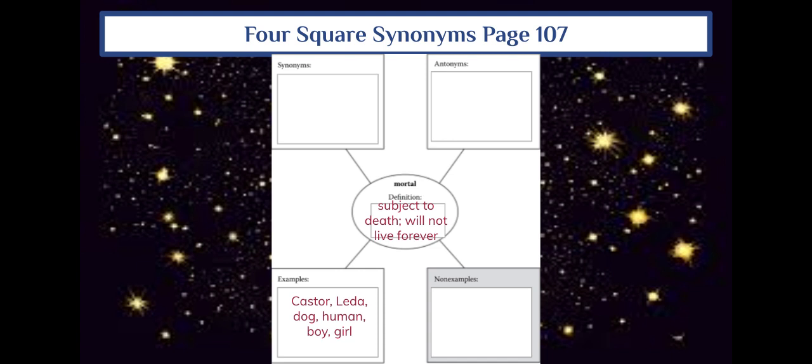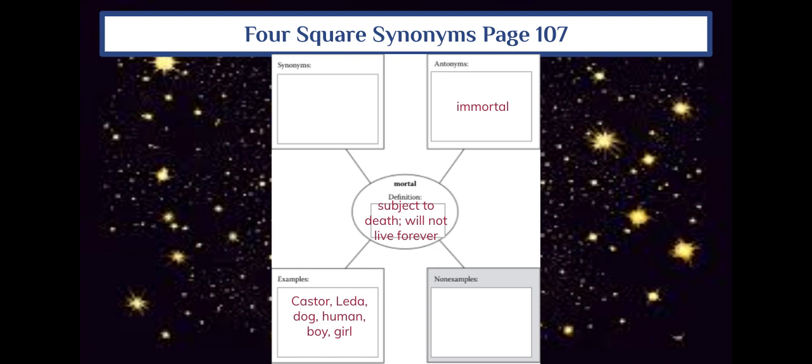Let's fill in the antonym square. An antonym means the opposite. What is an antonym for mortal? Immortal.